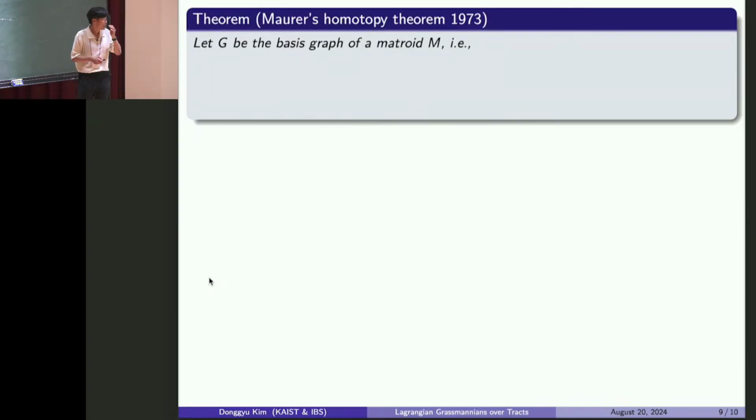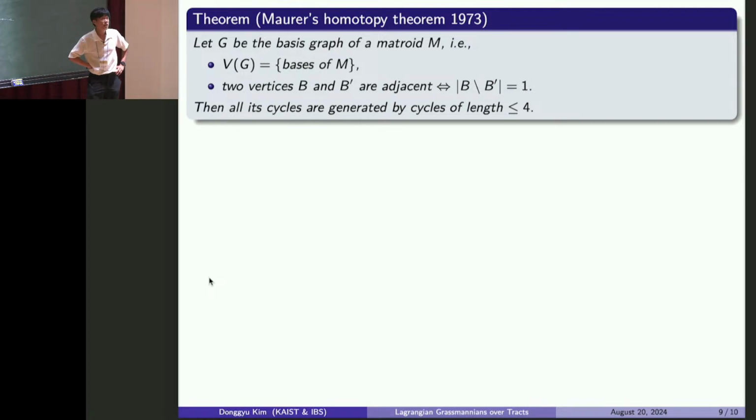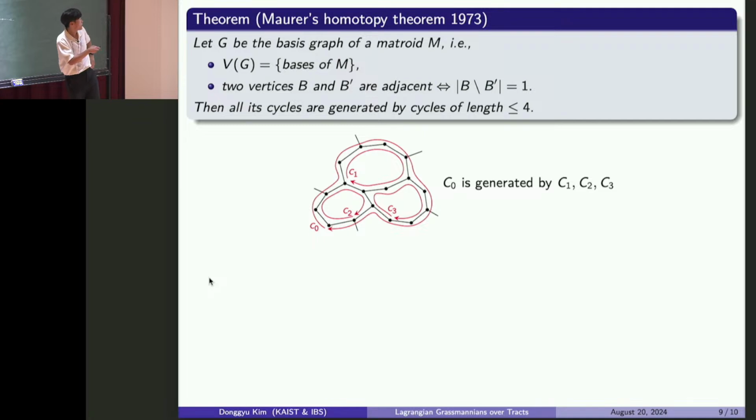Another thing is Mauro's homotopy theorem. This is in terms of the basis polytope: if you consider the one skeleton of the basis polytope and attach two-cells along all 3-cycles and 4-cycles, then this two-complex is simply connected. This is why we call it Mauro's homotopy theorem. In the graphical sense, if you consider the basis graph of the matroid, then all cycles are generated by relatively short cycles, meaning length 3 or length 4.